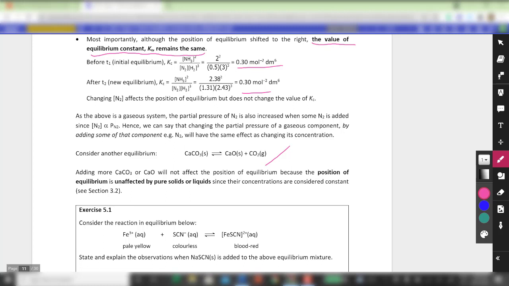However, let's say we have such a heterogeneous equilibrium. When I add more calcium oxide or calcium carbonate, it doesn't affect the position of equilibrium, because the concentration of the solids is the same. Just having a bigger piece or a smaller piece, the amount of CO2 hovering above it will still remain the same. Okay, so that's something that you need to take note of.